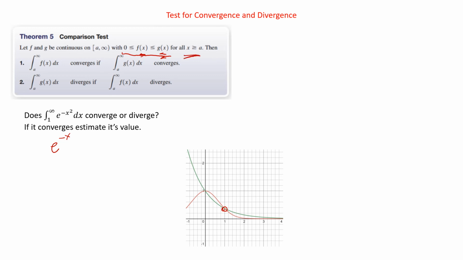For x bigger than a, in this case a is 1, it's always bigger. And so if the area under the green one has an area, that means the area under the red one has an area. This spot here is a finite area, so that's not going to change the convergence or divergence part of this. And in this case, it actually just starts at 1 anyway, so it's always bigger for where we care. So it does converge.